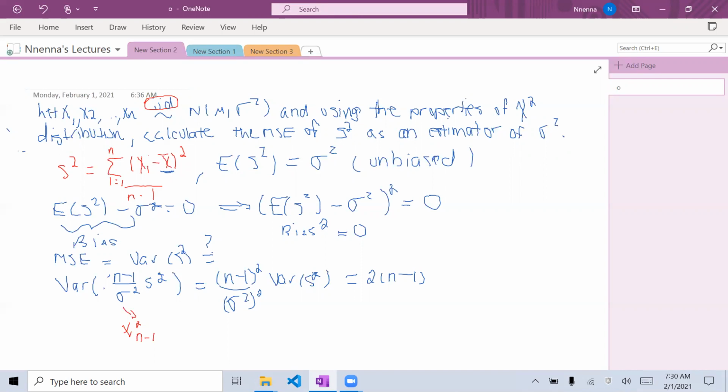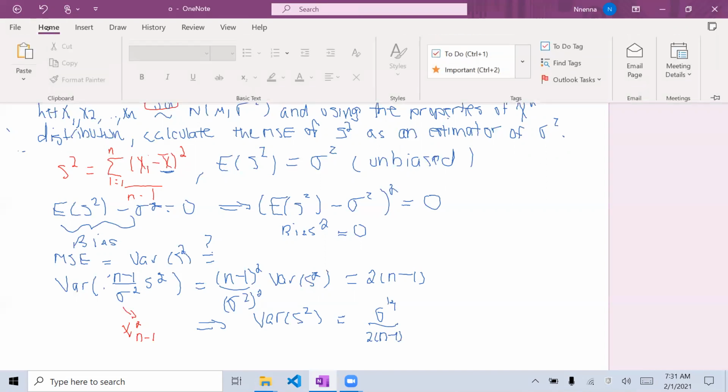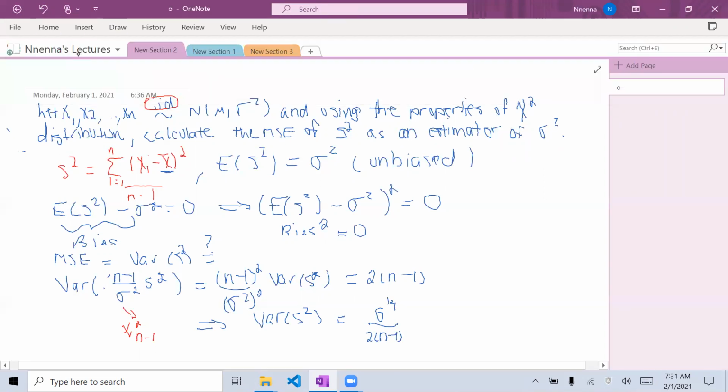That has to imply, through cross multiplying and double checking our i's and t's, that the variance of s squared is in fact going to be equal to 2 sigma to the 4 over n minus 1. So I'm going to make this look nicer. I apologize.